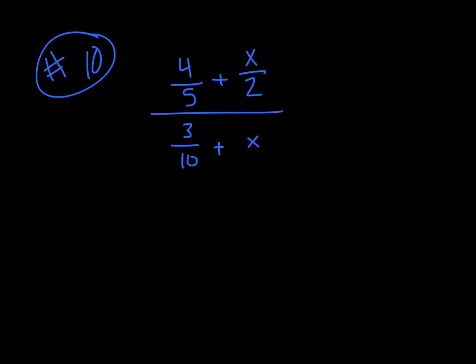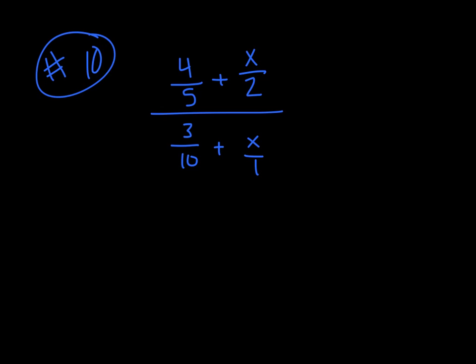So number 10, it's 4/5 plus x halves over 3/10 plus x. Now, since we're working in fractions, it seems silly to think that making more fractions would make our life easier, but it does. If everything is fractions, it's easier to work with. You don't want some things that are fractions, some things that are not. So I'm going to make this x over 1.